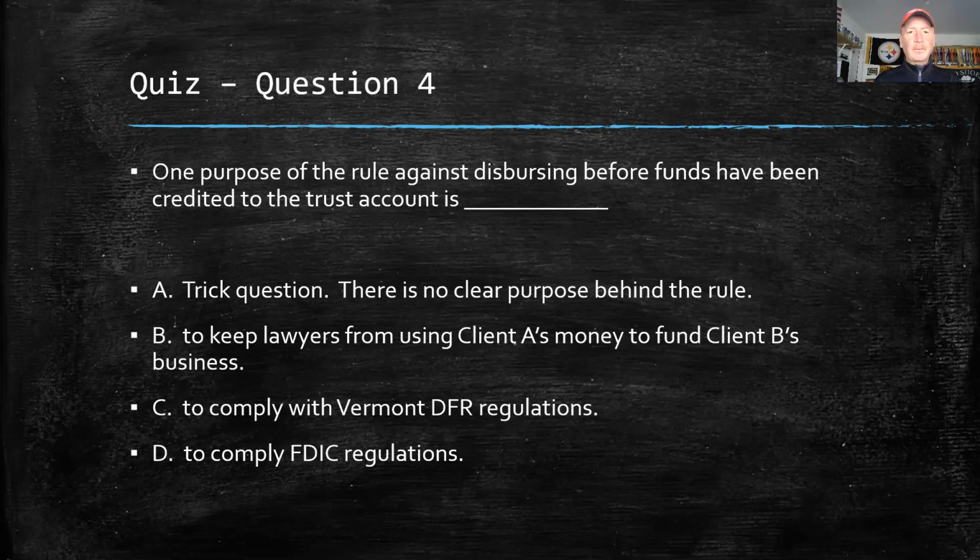Question 4. One purpose of the rule against dispersing before funds have been credited to the trust account is what? Is it A, trick question? There's no clear purpose behind the rule. Is it B, to keep lawyers from using client A's money to fund client B's business? Is it C, to comply with Vermont's DFR regulations? Or is it D, to comply with FDIC regulations? Why would we put a rule in that requires a lawyer to have funds credited to the account before dispersing from the account? Or did we put it in for no reason at all?